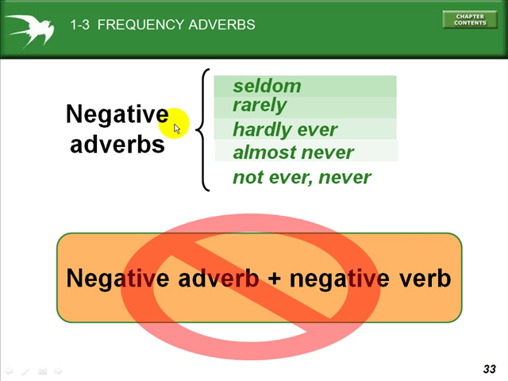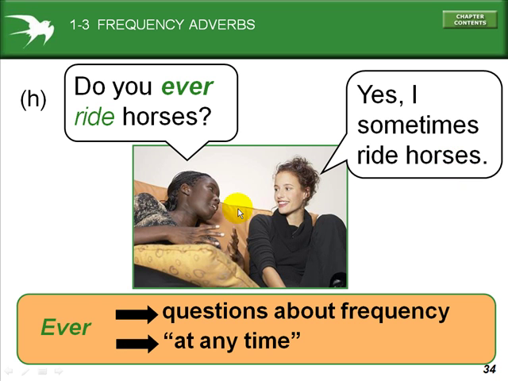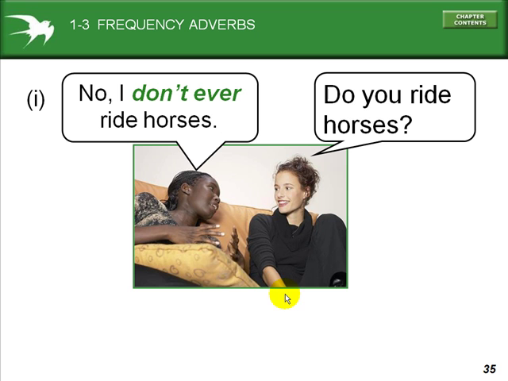Some negative adverbs that we saw in the chart on page 9 are seldom, rarely, hardly ever, almost never, and not ever, never. 0%. Do you ever ride horses? Yes, I sometimes ride horses. Using ever is a question about frequency at any time. Do you ride horses? No, I don't ever ride horses.